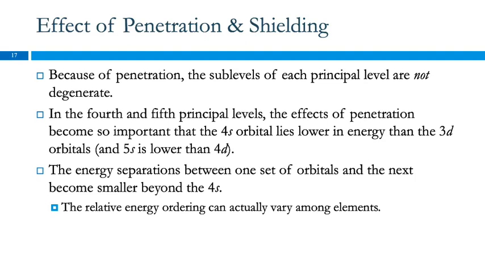When we get higher into the 4th and 5th floors, principal levels, the effects of penetration become even more important, and now the 4s orbital is lower in energy than the 3d orbital. So even though the 3d room is on the 3rd floor and the 4s room is on the 4th floor, the 4s room is actually cheaper.